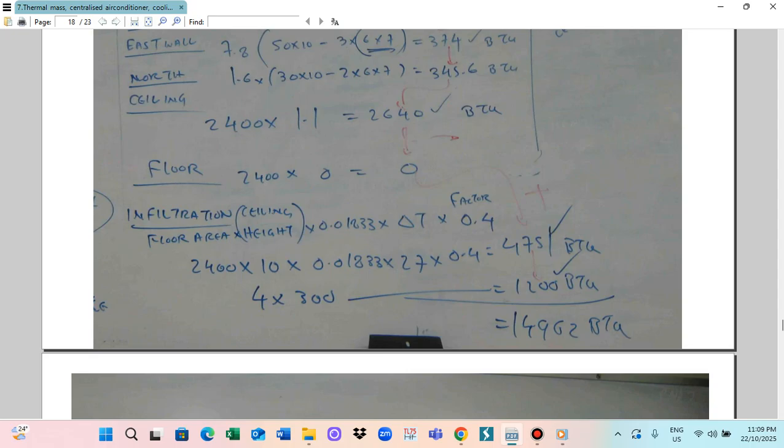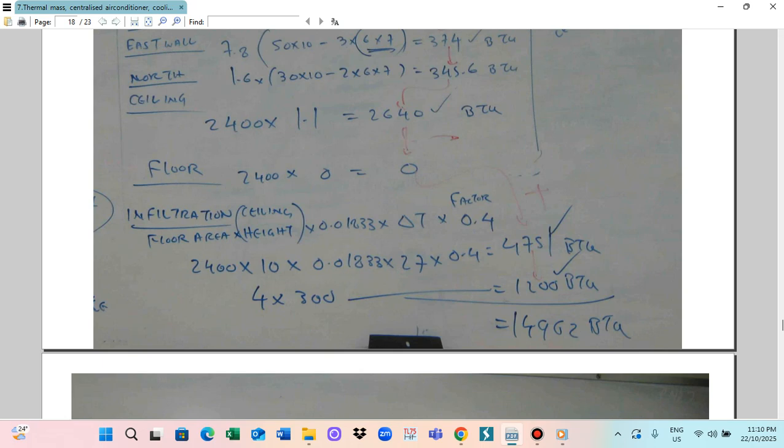And we substitute. The flow area is 2400. The ceiling height is 10, and 0.01833. For the temperature change, outside temperature is 95, inside is 68, so the temperature change is 27. The factor is 0.4. So by solving this, you get 4751. So 4751, this is for the infiltration heat transfer.